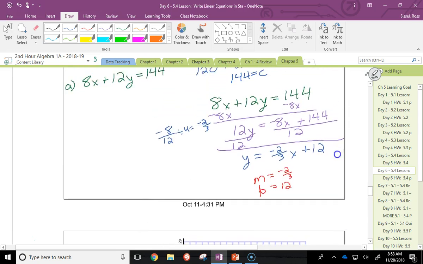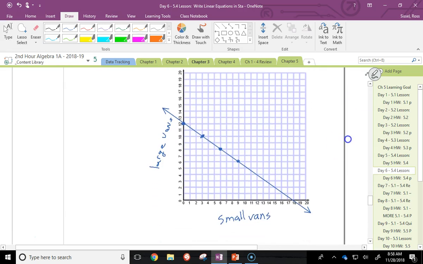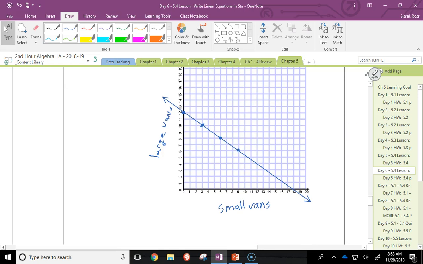All right, so that's part B. List several combinations. Okay, so they want to know several. Here's how you can do this. I could say small vans, large vans. Now, when I list this, I'm really listing coordinate points. I want to choose points that easily fall on my line, such as this right here. That coordinate point was 3, 10, which means I could take 3 small vans and 10 large vans.